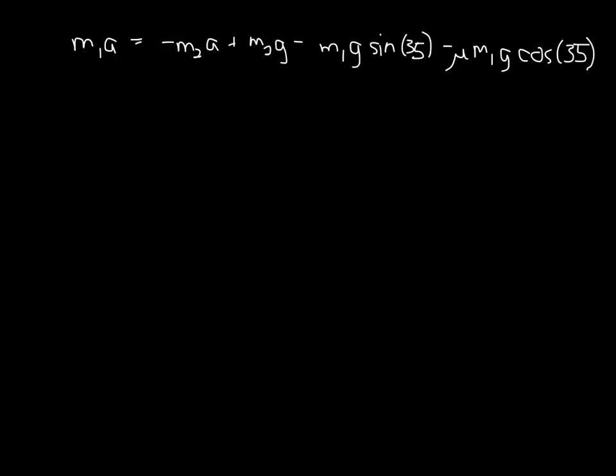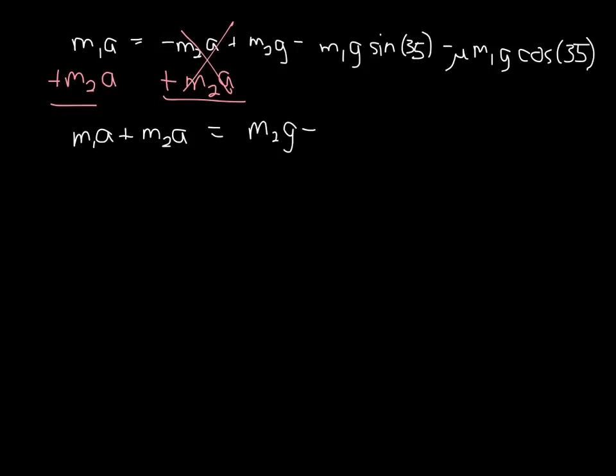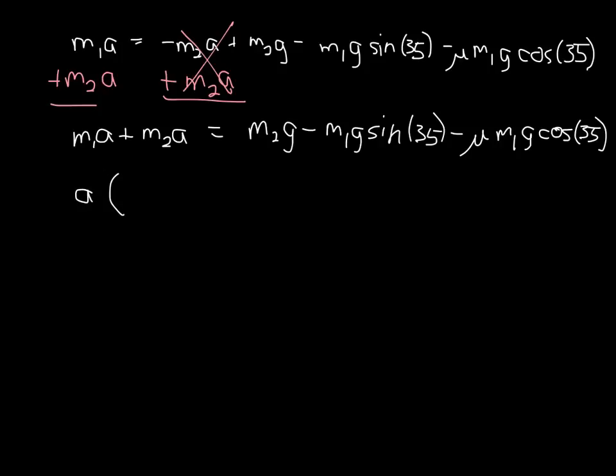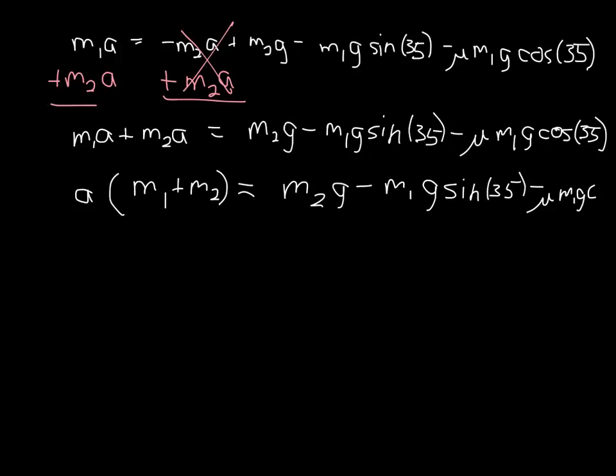I'm trying to find out what a is, so I need to get all my a's on the same side. So I need to move this m2a to the other side. To do that, I add m2a to both sides. It's going to cancel on my right-hand side and give me m1 times a plus m2 times a on the left, equal to m2 times g minus m1 times g times sine of 35 minus mu times m1 times g times cosine of 35. I can factor out my a on the left, and I'm left with a times (m1 plus m2) equals m2 times g minus m1 times g times sine of 35 minus mu times m1 times g times cosine of 35.